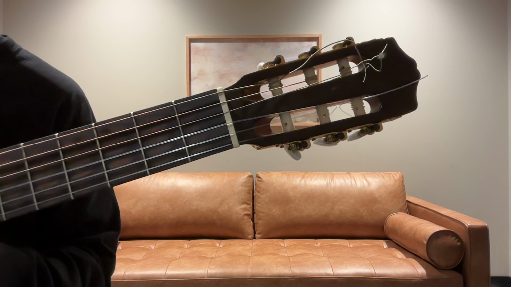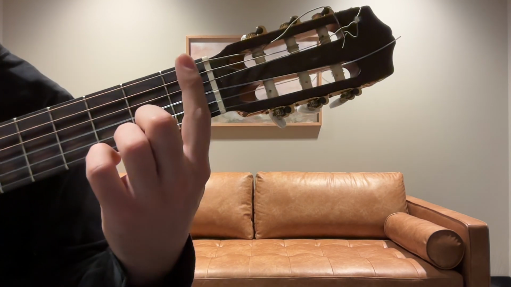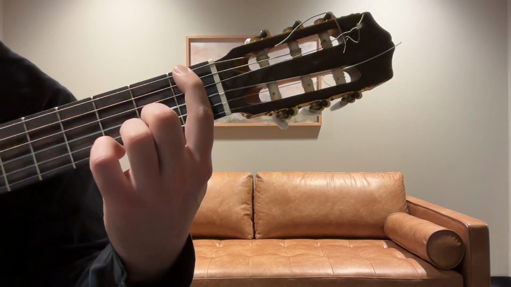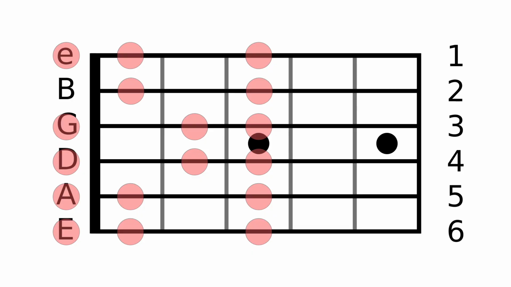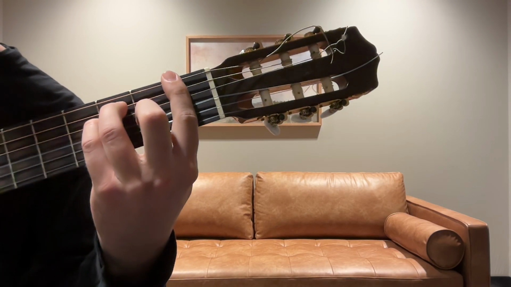Next, we have the E scale shape in the open position. The root note on the E string on the first fret underneath my first finger in the open position. Now, here we go. This is, of course, in the key of F major. You can see your F major bar chord right there.